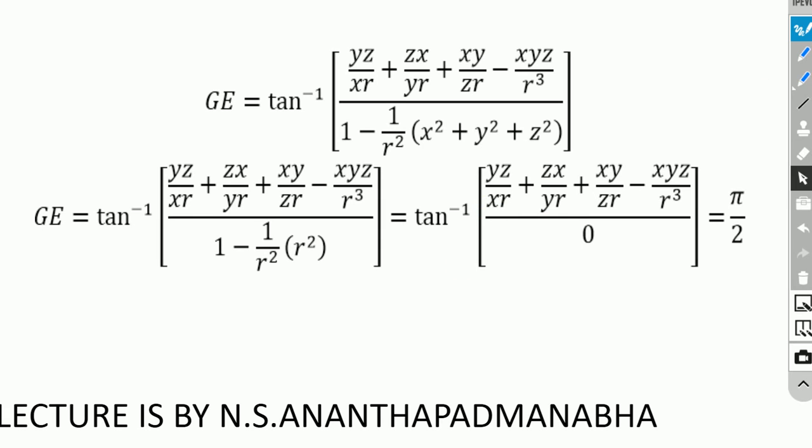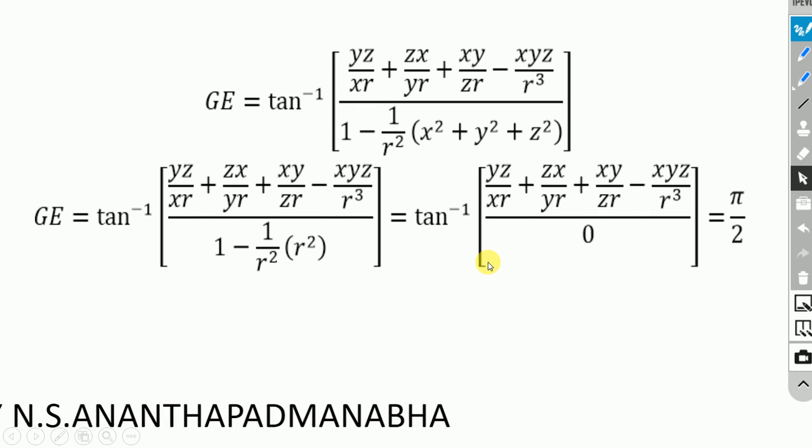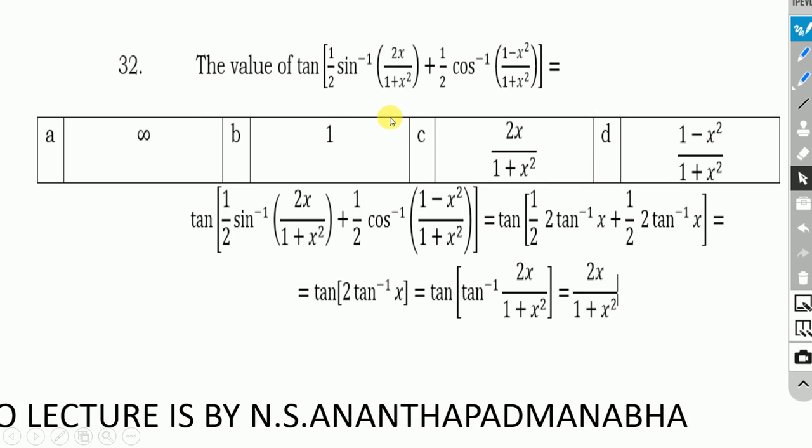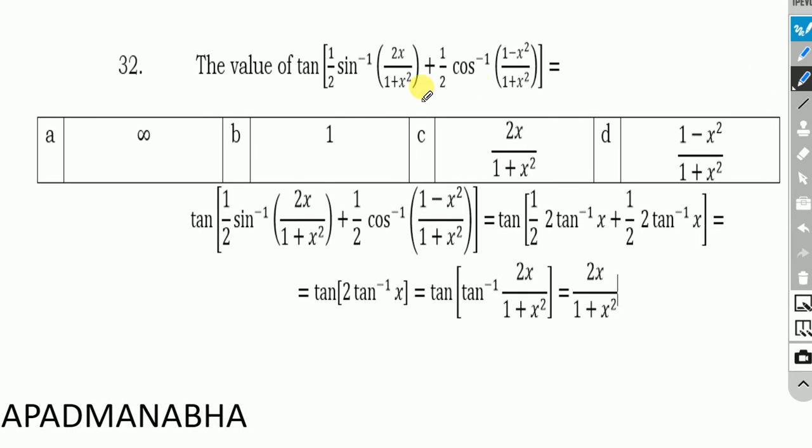Next, the value of tan of 1 by 2 sin inverse of 2x by 1 plus x square plus 1 by 2 cos inverse of 1 minus x square by 1 plus x square is equal to: option A is infinity, option B is 1, option C is 2x by 1 plus x square, and option D is 1 minus x square by 1 plus x square.